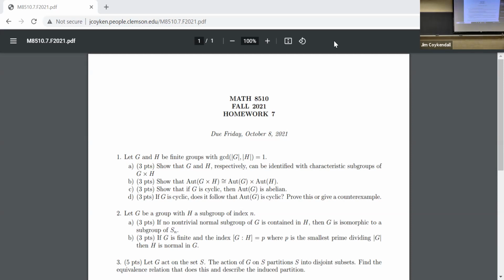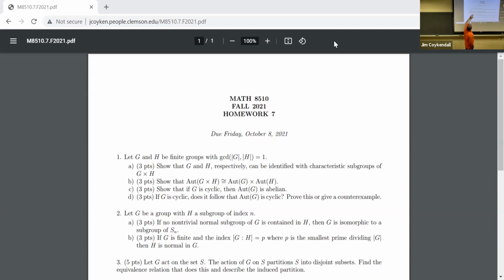Okay, right. So in the first problem, we're going to let G and H be finite groups. Finite is important here. With the order of G and the order of H relatively prime. That's also going to be important. This is part of the problem. Show that G and H respectively can be identified with characteristic subgroups of G cross H. I think you can probably guess which ones, right? G would be identified with G comma identity and so forth.